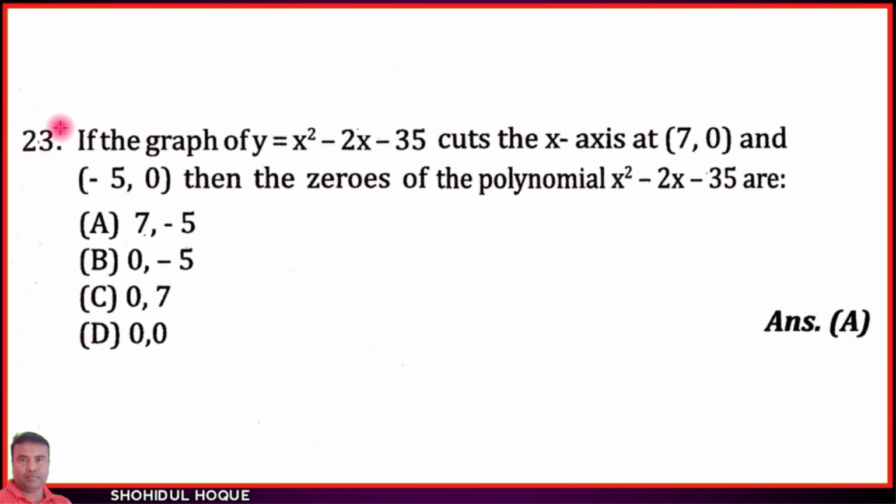Next, question number 23. If the graph of y equals x square minus 2x minus 35 cuts the x axis at 7, 0 and minus 5, 0, then the zeros of the polynomial x square minus 2x minus 35 are: option A, 7 and minus 5; option B, 0 and minus 5; option C, 0 and 7; option D, 0 and 0. Correct option A, 7 and minus 5.